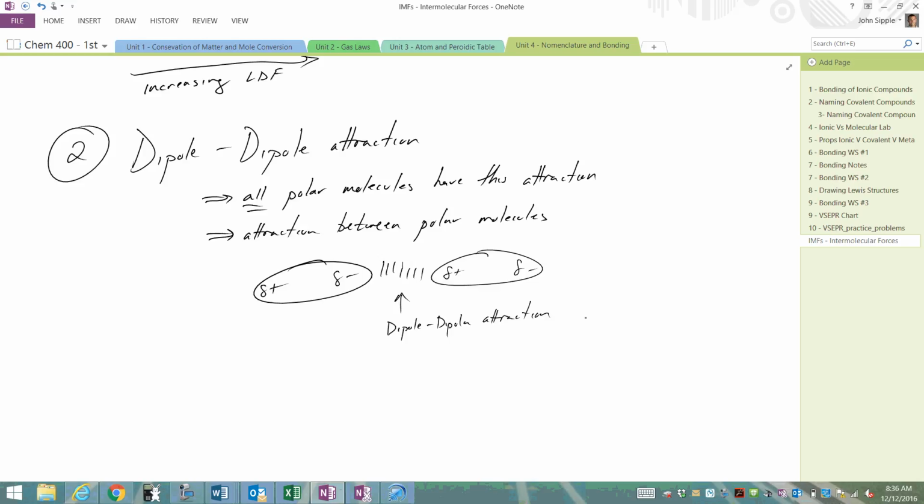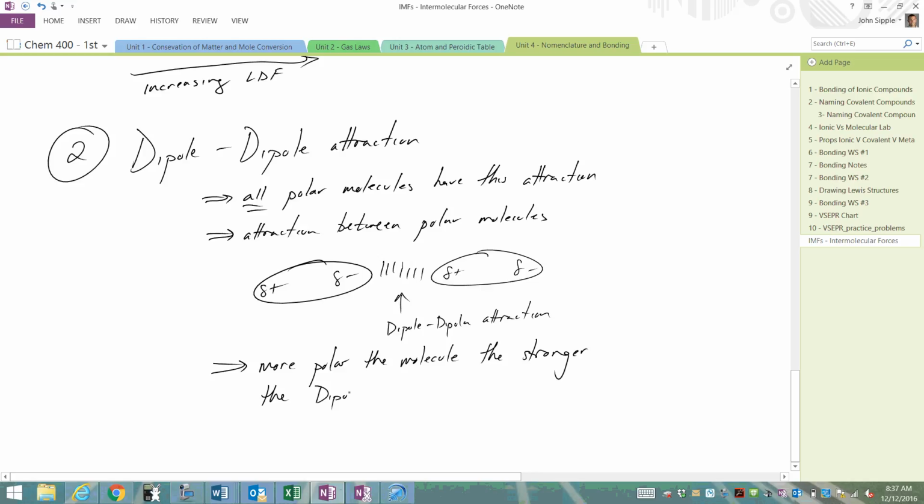There's a scale of attraction here as well. The more polar the molecule, the stronger the attraction between each other. It doesn't matter. I just show it as it's not a bond. That's what I'm trying to make sure I'm clear on. That's why I'm not drawing lines or anything. It's just an attraction, like two magnets attracted to one another. So the more polar the molecule, the stronger the dipole-dipole attraction.